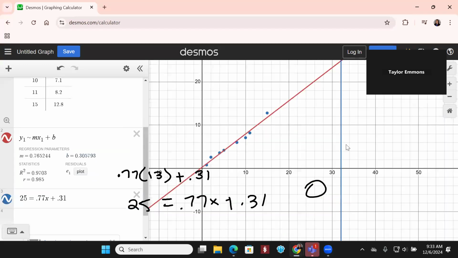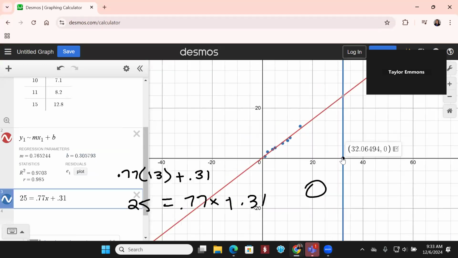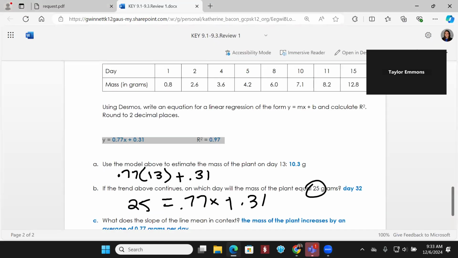And when you zoom out, it crosses at 32.06, or day 32.